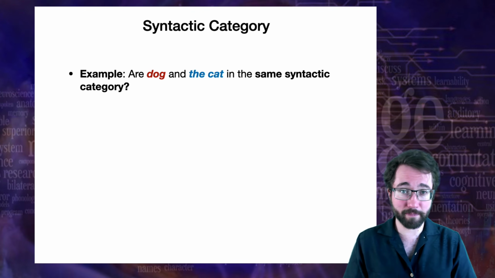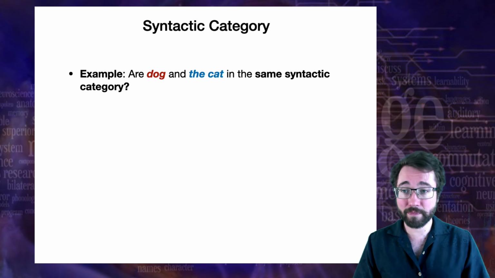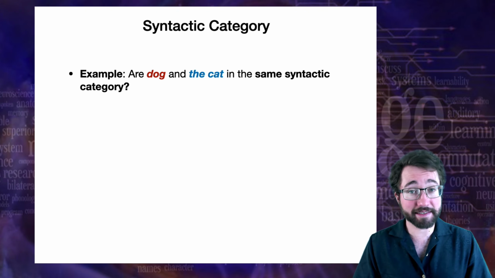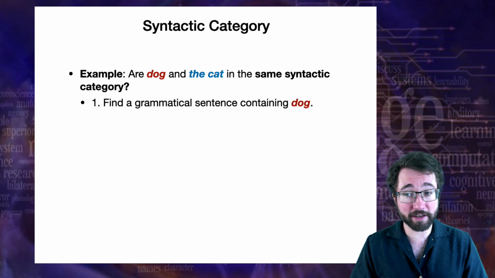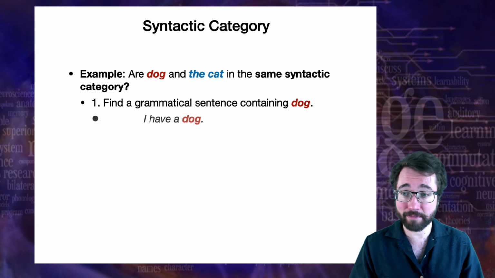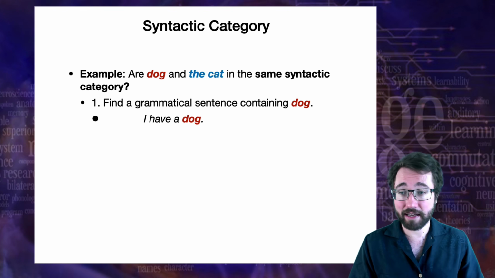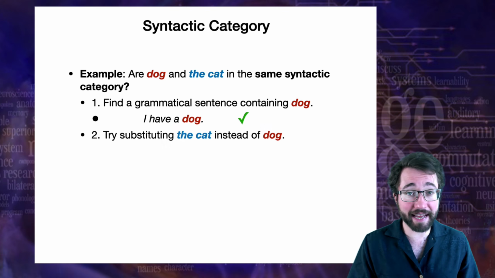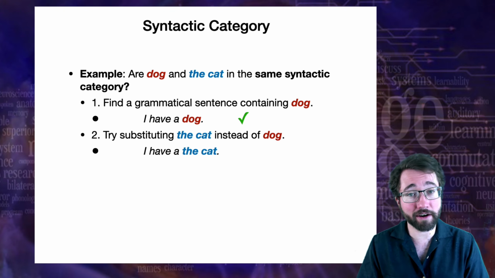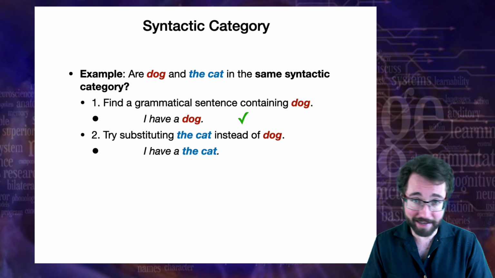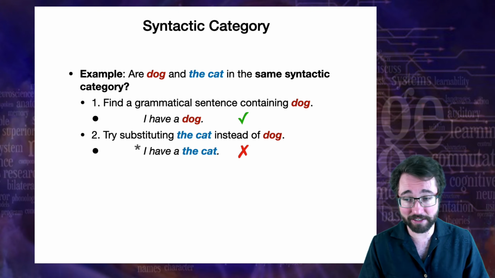Another example. Are the word dog and the words the cat in the same syntactic category? Well, first we find a grammatical sentence containing dog, like I have a dog. And then we see what happens if we drop in the cat instead. Try substituting the cat instead of dog. You get I have the cat. And that doesn't work. I have the cat, that is not grammatical in English. So it gets the star.